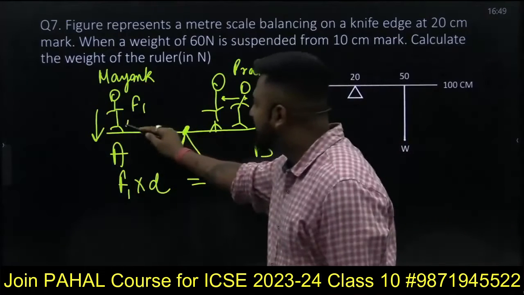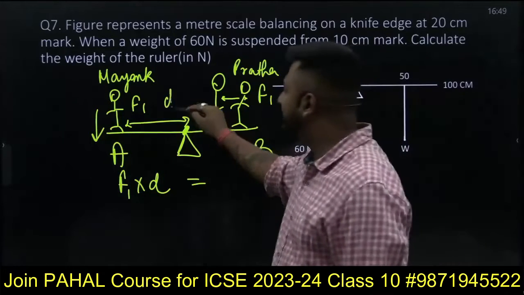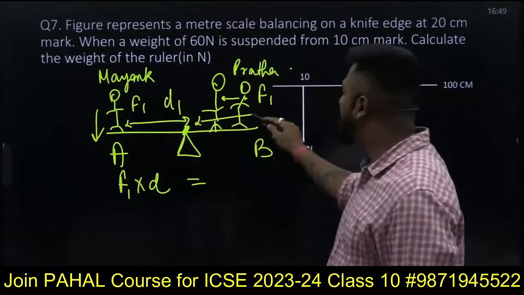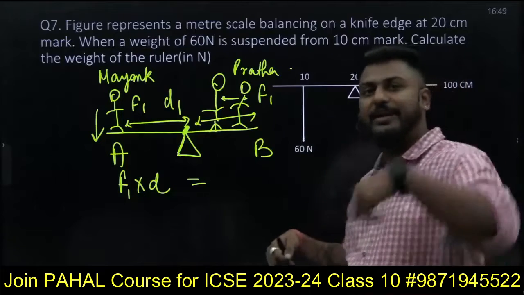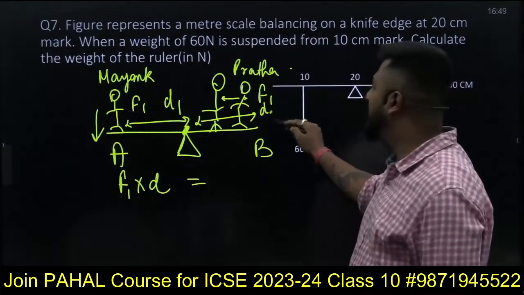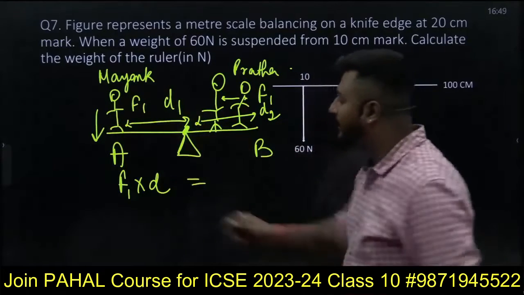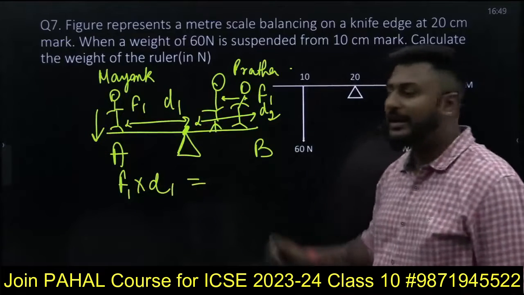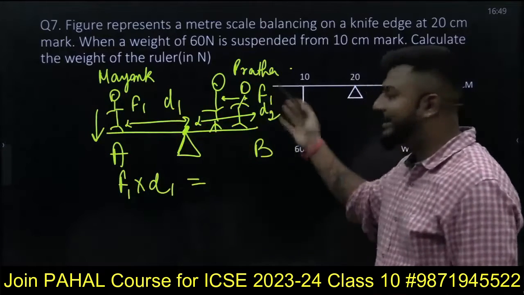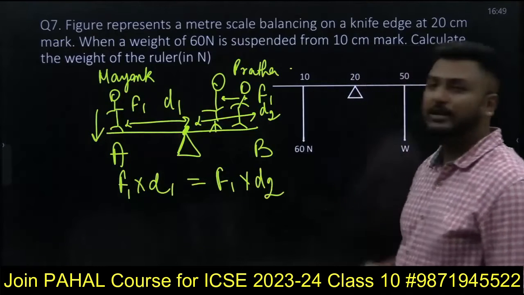Now the distance of Mayank from the center is, let's say D1, and the distance of Pratha from the center when she was sitting at the end was, let's say, D2. So in this case, the anti-clockwise moment will be equal to F1 into D1 and the clockwise moment created by Pratha would be equal to F1 into D2, right?